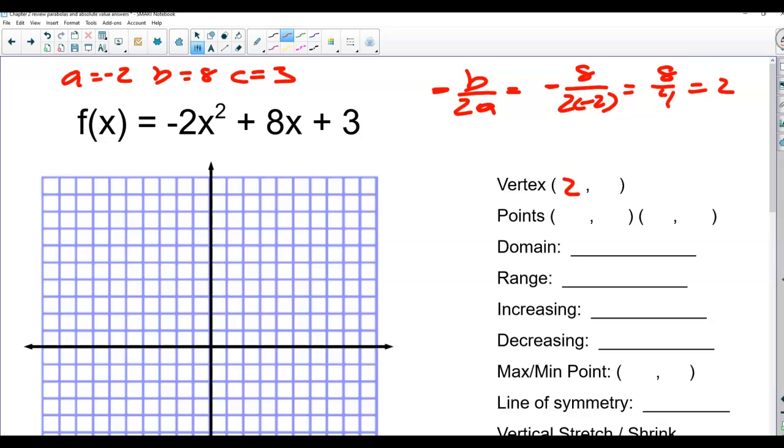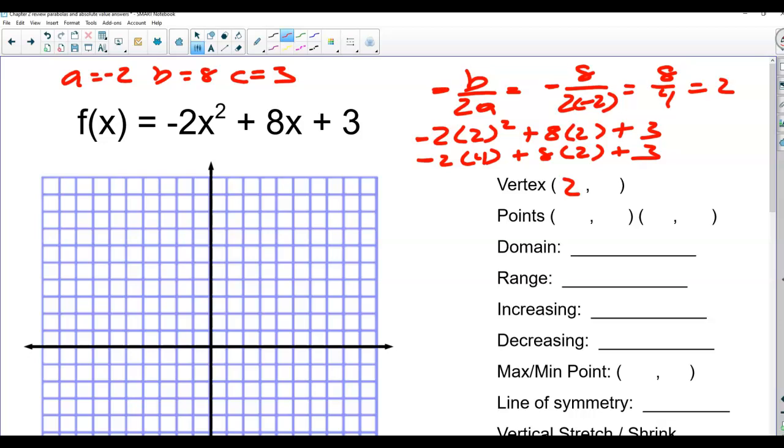Then I literally plug the 2 in for x. -2 times 2 squared plus 8 times 2 plus 3. 2 squared is 4. It's not 4 squared or -4 squared. You've got to do the exponent first. And now it's -8 plus 16 plus 3. Okay? -8 plus 16 is 8. 8 plus 3 is 11.